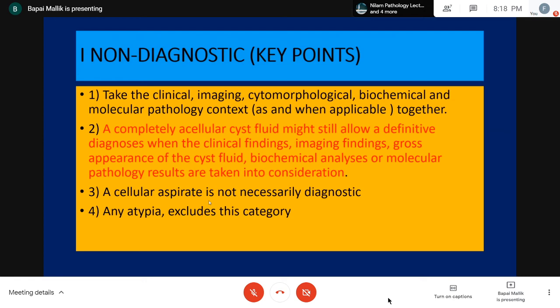For example, you have an acellular cyst fluid, which shows very high levels of amylase, levels of CEA are low, and you have the clinical history of acute pancreatitis. You can say that we are dealing with a consistent pseudocyst, which is going to be very, very important for patient management. So acellular doesn't necessarily mean non-diagnostic. However, if you find any form of atypia, just like any other scheme, it excludes the case from this category and you have to put it in the category of atypia.